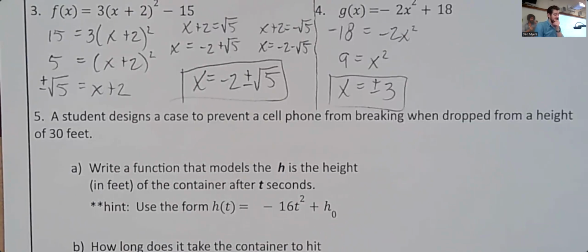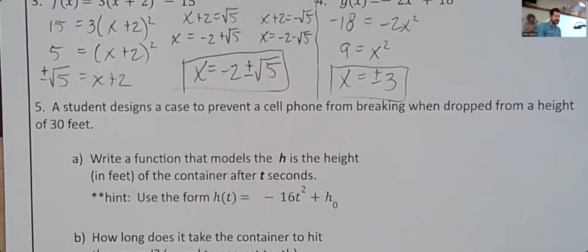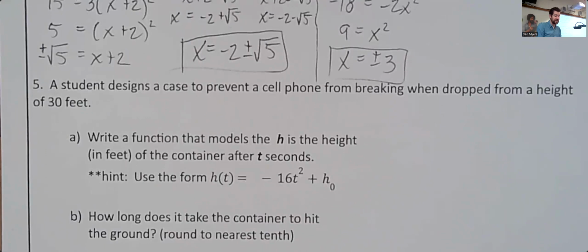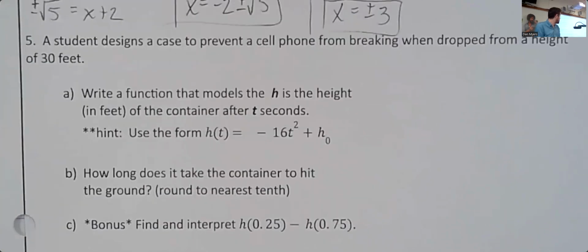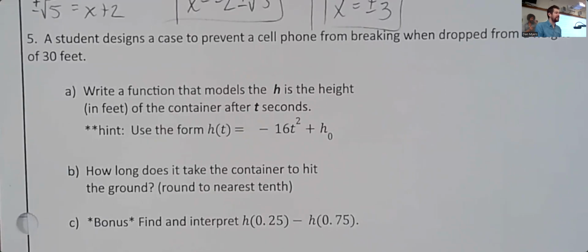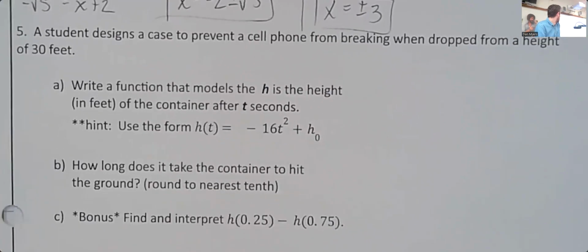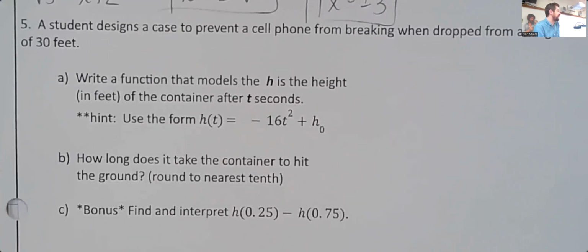All right, number 5. A student designs a case to prevent a cell phone from breaking when dropped from a height of 30 feet. Wow, I want that phone case. Actually, I don't know if I do. It'd probably look a lot like an OtterBox, and those tend to be kind of chunky, which kind of defeats the purpose of keeping things slim. So I don't know. What's that? Yeah, basically. Or maybe it's like the egg drop thing, and they designed a parachute into it.